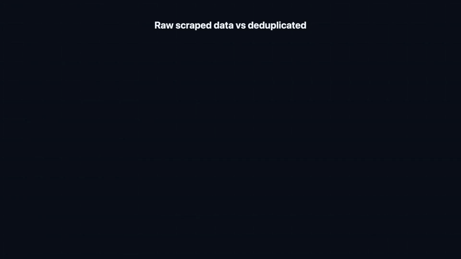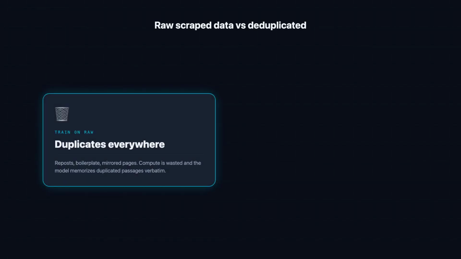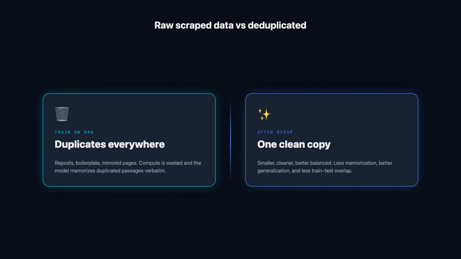Let's start with the core contrast because it makes the whole point obvious right away. Picture training straight on raw, scraped data. The open web is absolutely full of repetition. The same article gets reposted across dozens of sites. Boilerplate repeats endlessly, pages get mirrored, and templates look nearly identical. Feed all of that in, and you waste a ton of compute. And worse, the model starts memorizing those duplicated passages word for word, which hurts generalization and raises real privacy and copyright risk.